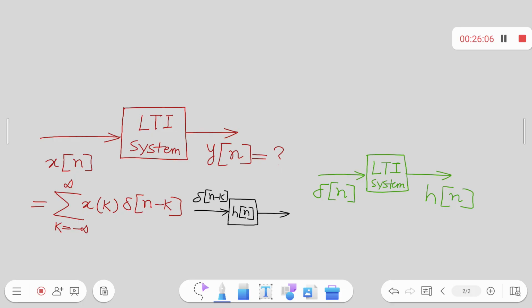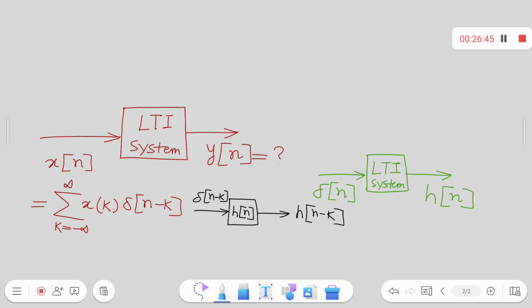Input was delta n and output is h of n. Input shifted by k units, the output should also be shifted by k units, the same output. So what should be the output? H of n minus k, right? Is it clear? This only happens if you have an LTI system or a time invariant system. If not, then you cannot get h of n minus k. Since the system is time invariant, for an input delta n minus k, you will be getting h of n minus k.